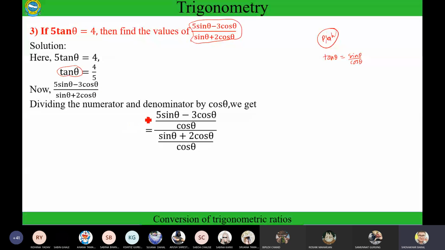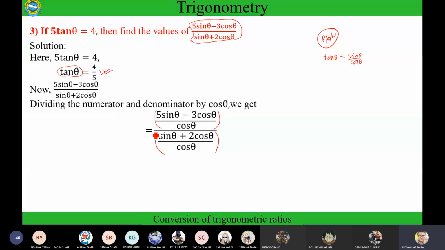So it will be something like this: 5 sin theta minus 3 cos theta whole upon cos theta. This is the expression of the numerator. I have divided the numerator by the value cos theta. Similarly, sin theta plus 2 cos theta by cos theta. हामीले यसमा के गरिरहेका छौं भने यसमा tan theta को भ्यालु दिएको छ. यो दिएको एक्सप्रेसनलाई पनि tan theta मा कन्भर्ट गर्न सक्यो भने हामीले डाइरेक्ट भ्यालु राख्दा हुन्छ. So I am going to do that.